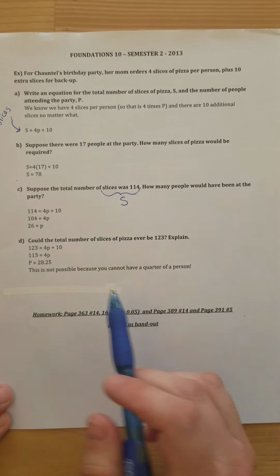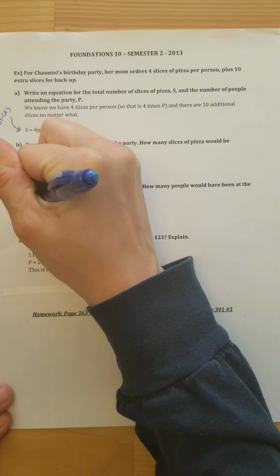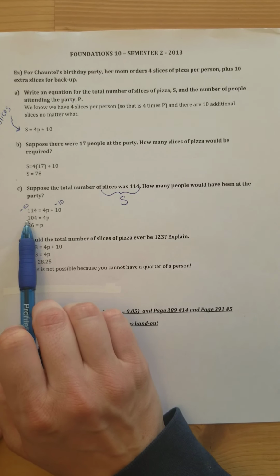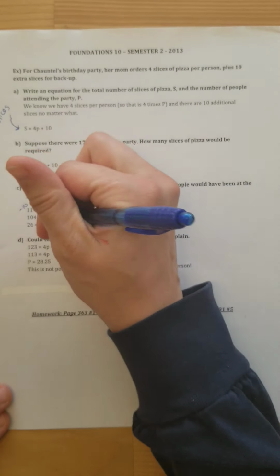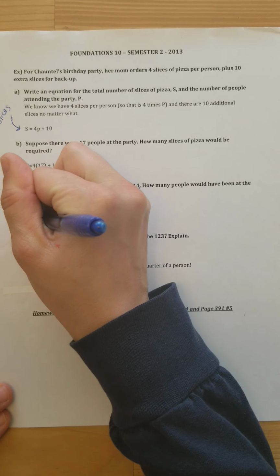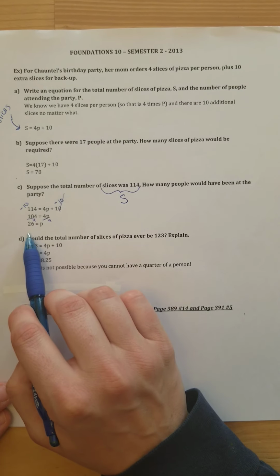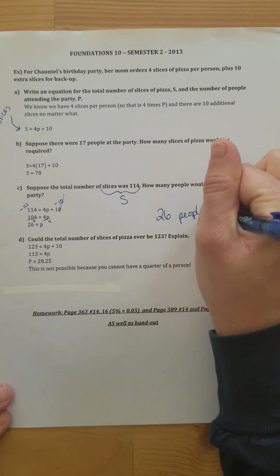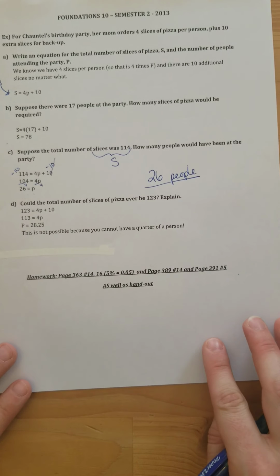And now I solve. So the way I do this, to solve for P, I minus 10 to both sides. So I have 114 minus 10, which is 104, equaling the 4P that's still there, and then those cancel. Then I have to divide off that 4 on both sides. So 104 divided by 4 is 26, equals P. So that means there were 26 people at this party in order for her to have gotten 114 slices.